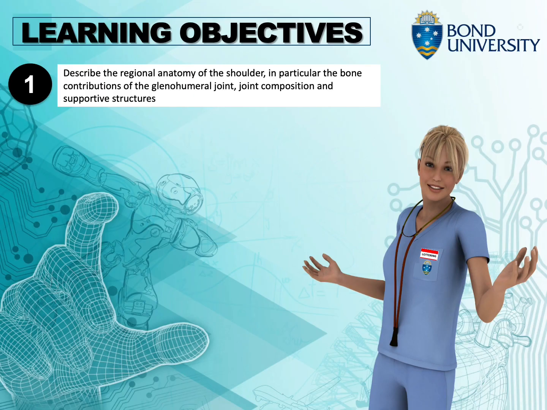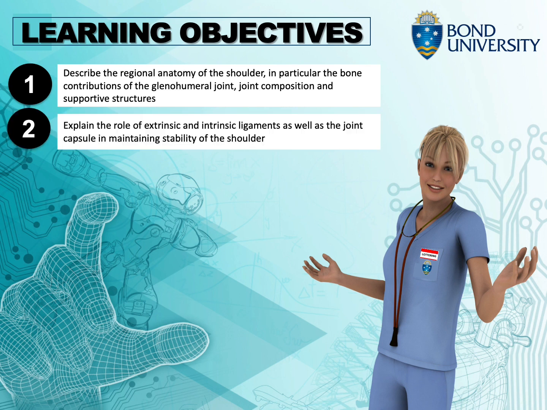So the learning objectives or the outcomes of this specific video, as well as what is expected that you can remember and recall from year 1, is firstly to be able to describe the regional anatomy of the shoulder. In particular, we're talking about the bones that make up the pectoral girdle and the shoulder complex. We're also talking about the joint composition, so revising the typical structure of a synovial joint, the classifications of the synovial joint and the components that we find inside that joint capsule, as well as supportive structures that are going to support the glenohumeral or the shoulder joint.